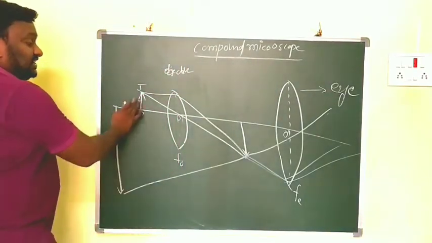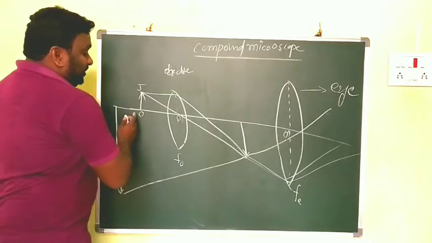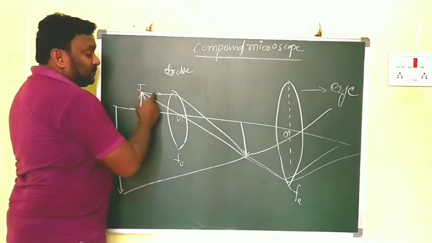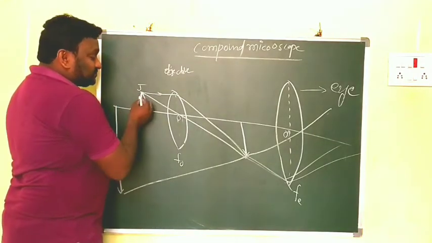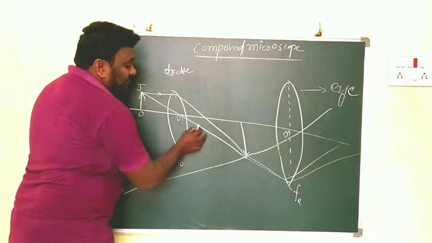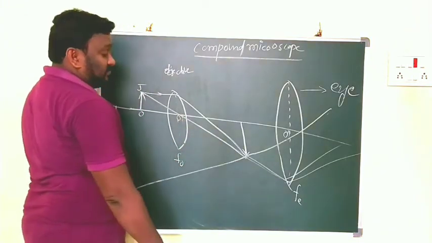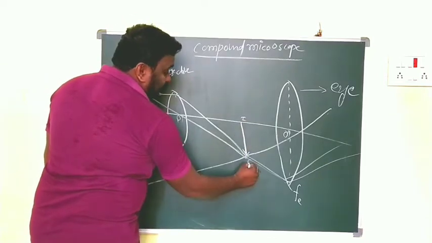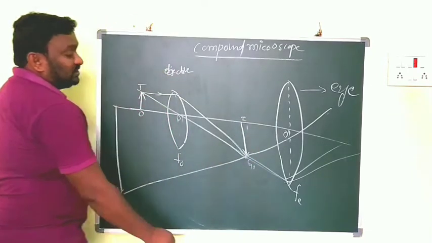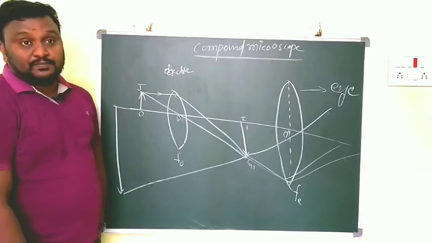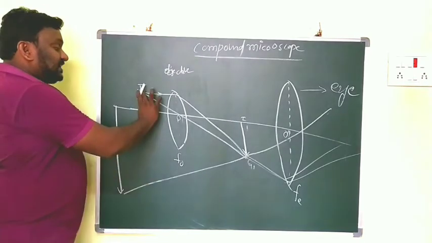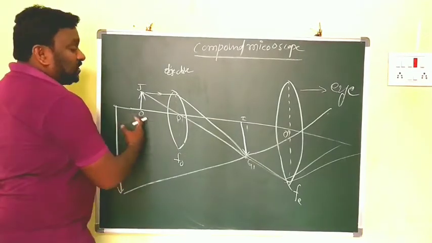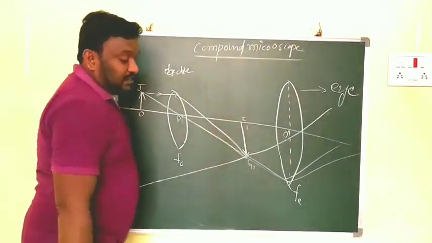So OJ is the object. From that OJ, what you have to observe? One ray passes parallel to the principal axis, the optic axis, and one passes through the optic center. Then they form one image. I am calling this I1Z1. Clear, children? OJ is the object, and the object lens forms the image I1Z1. Clear?